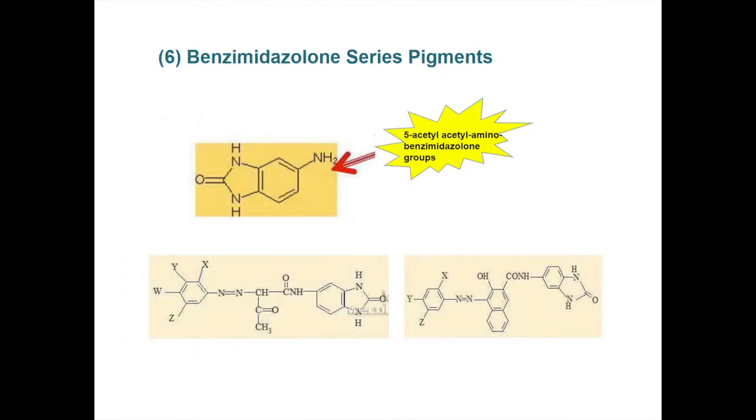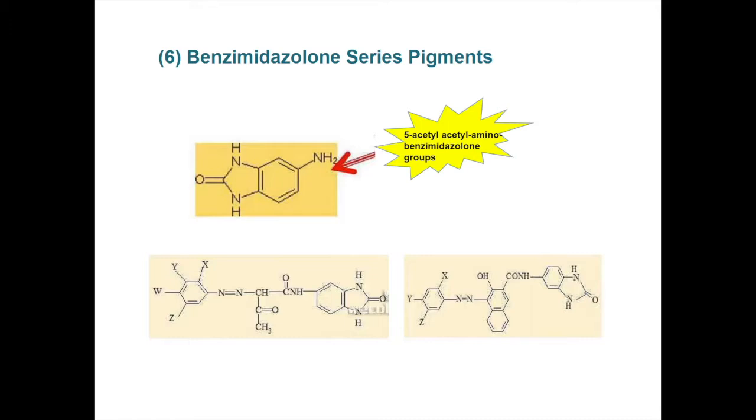Benzimidazolone series pigment. Benzimidazolone pigment is named after the 5-acetylaminobenzimidazolone group in the molecule, because benzimidazolone pigment molecules introduced imide groups to reduce molecular solubility. It greatly improves pigment heat resistance, weather resistance, and migration.